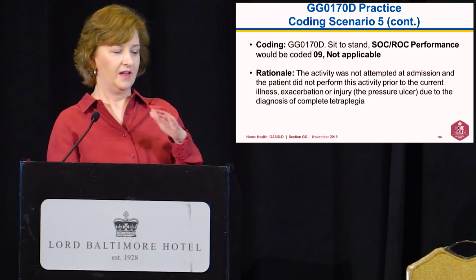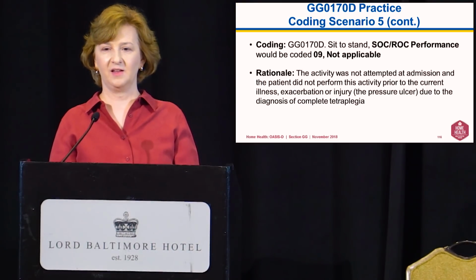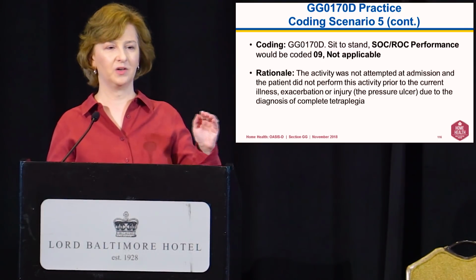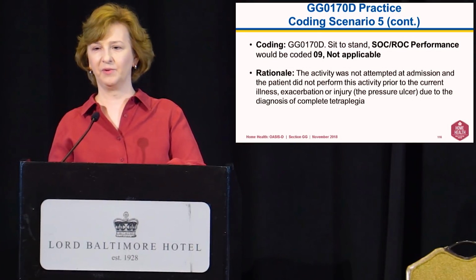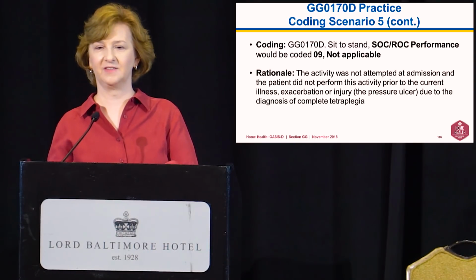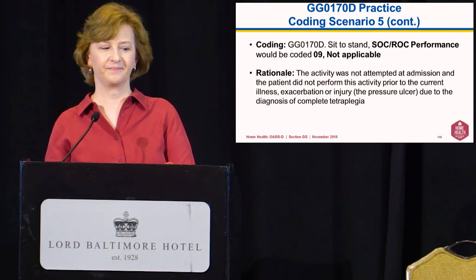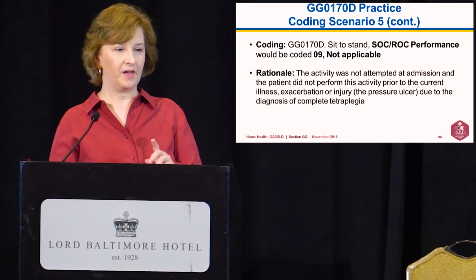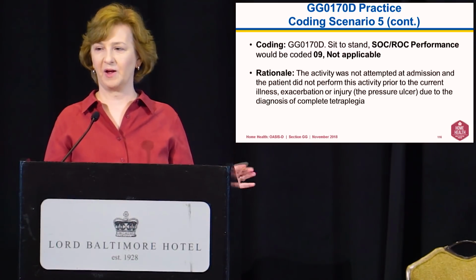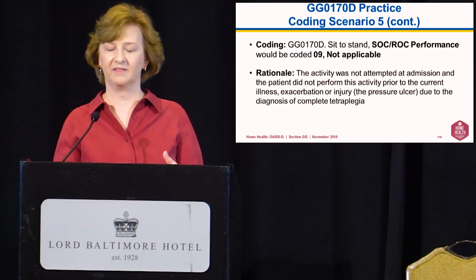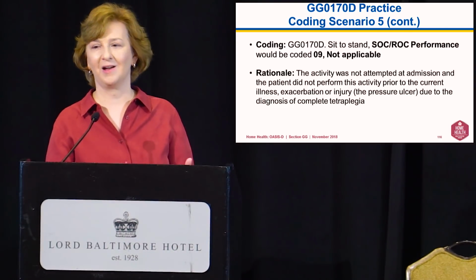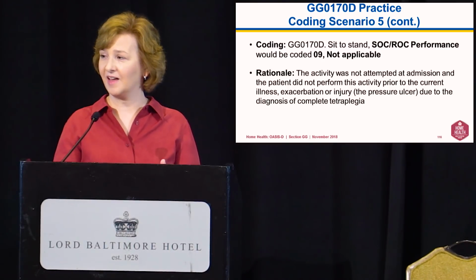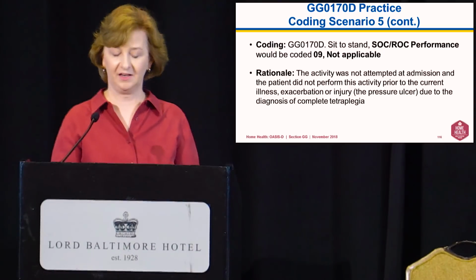And just to explain, in this case, he is transferring. So again, the transfer item can be coded, but because he does not come to a standing position, the activity of sit to stand is not able to be assessed for this gentleman. Because he had the long-standing spinal cord injury, it's not a new onset, and so it becomes 09, not applicable, as opposed to the 88. If it had been a recent onset condition, it could have been coded 88.